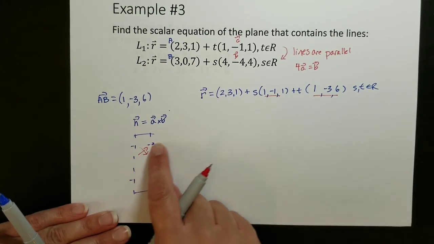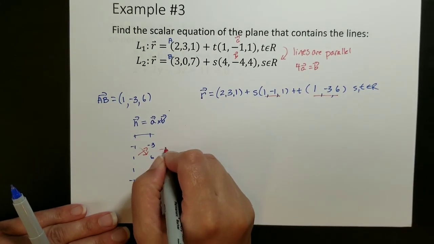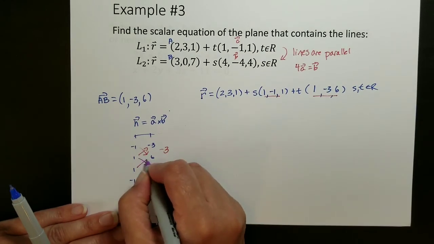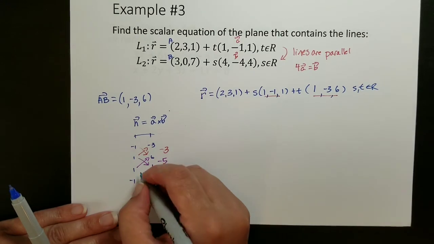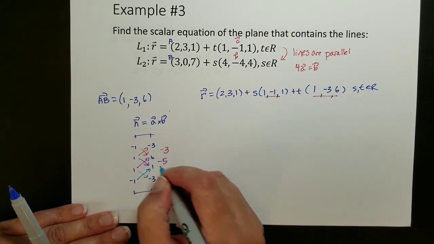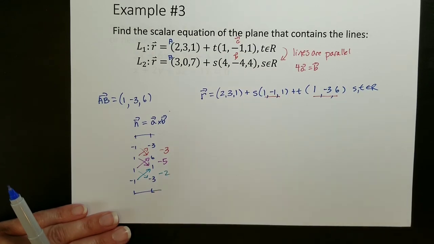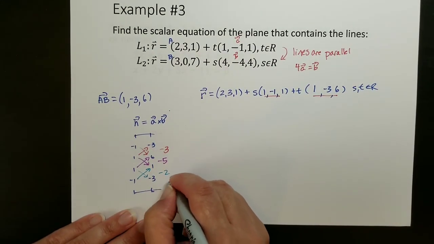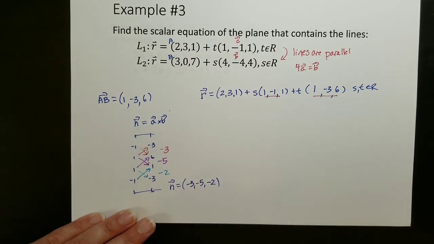So there I get negative 6 minus negative 3, so plus 3, which gives me negative 3. 1 minus 6 is negative 5. And negative 3 minus negative 1, like plus 1, is negative 2. So that's my normal. Negative 3, negative 5, negative 2.